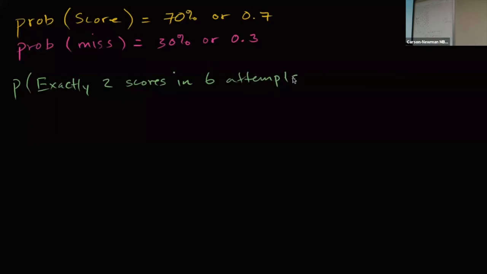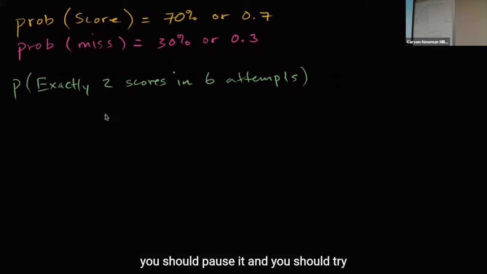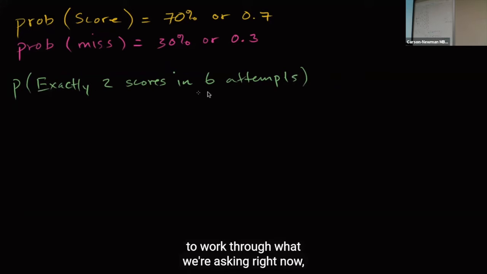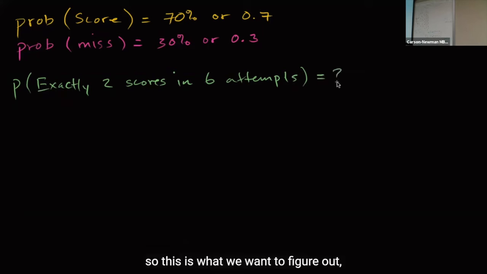In 6 attempts. So let's think about what that is. I encourage you, if you get inspired at any point in this video, you should pause it. You should work through what we're asking right now. So this is what we want to figure out: probably exactly 2 scores in 6 attempts. Let's think about the particular ways of getting 2 scores in 6 attempts, and think about the probability for any one of those particular ways. Then we can think about how many ways we can get 2 scores in 6 attempts.